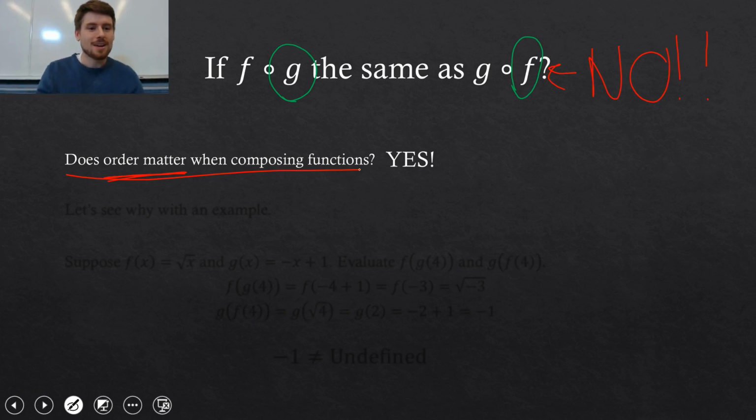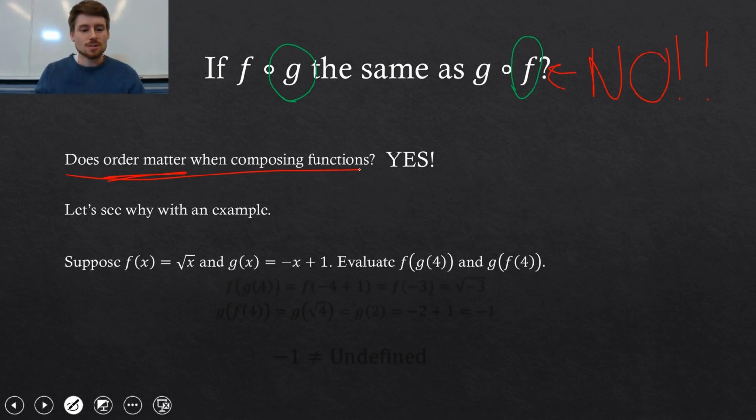Okay, let's see why the order matters with an example. Let's start with a couple of functions. f of x is root x in this case, and g of x is negative x plus 1. So we have a linear function and a square root function. We're going to try f of g of 4 and g of f of 4. If order didn't matter, you would get the same answer, but we'll find out that you don't. In fact, they're wildly different answers.